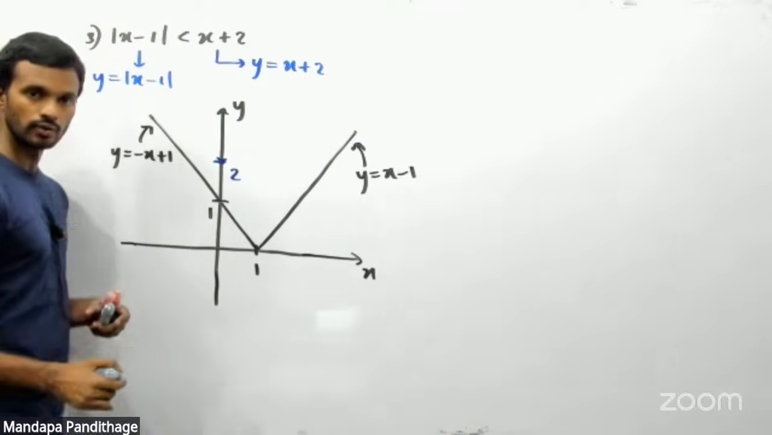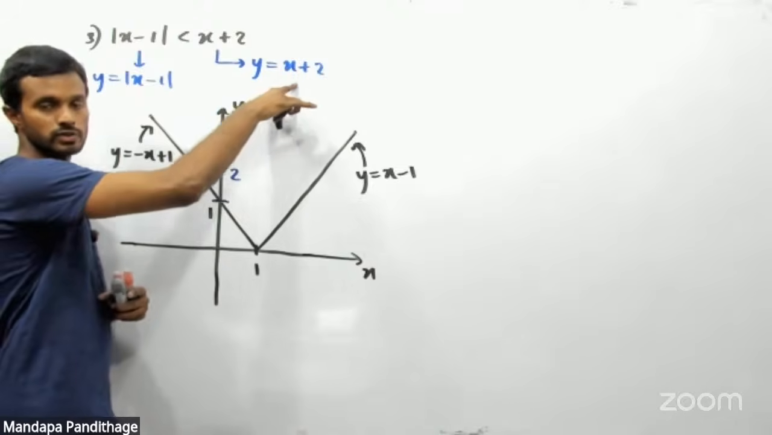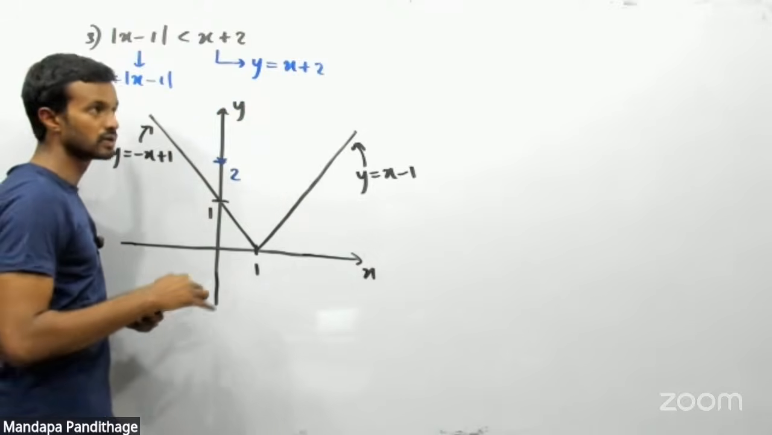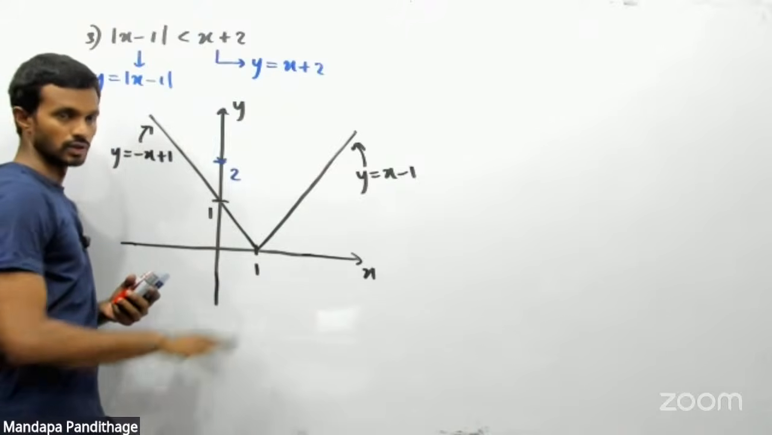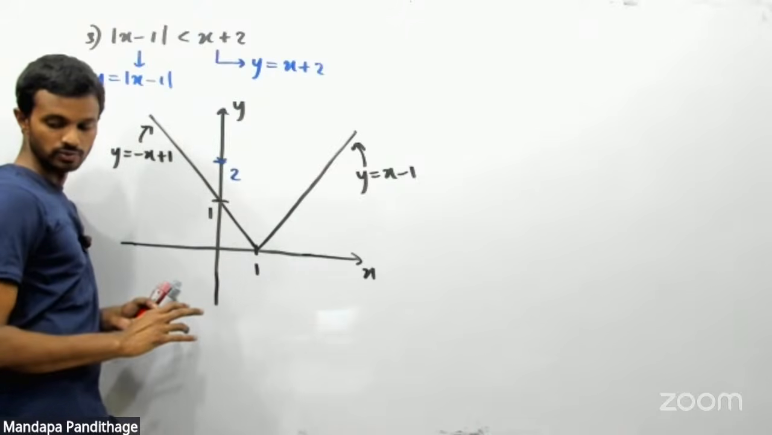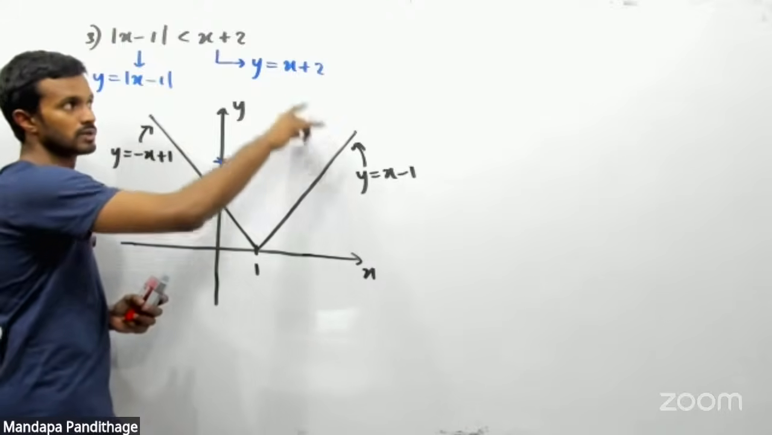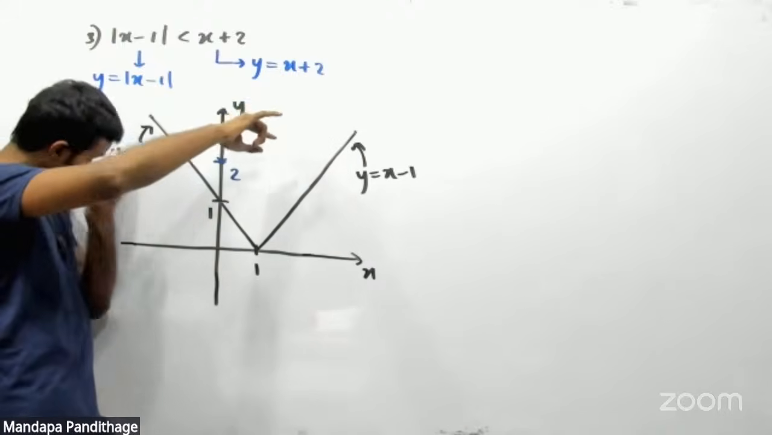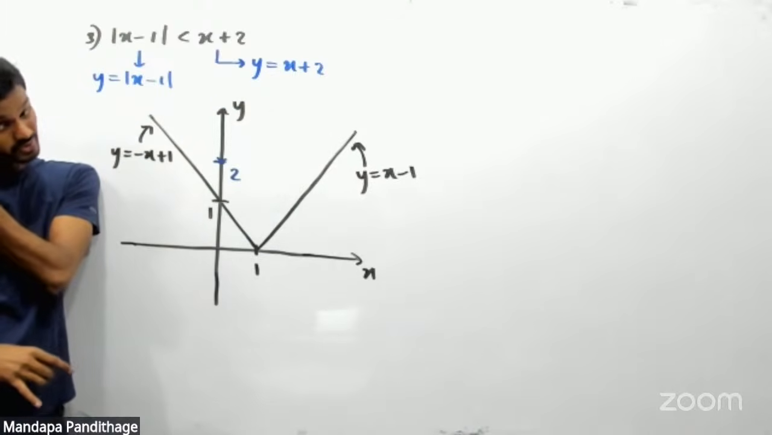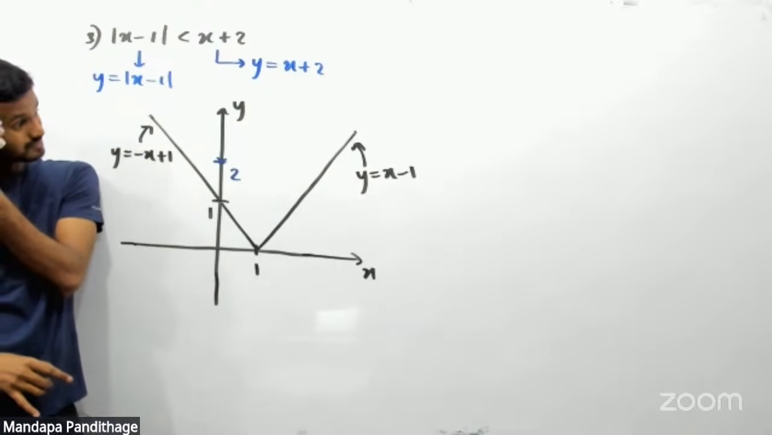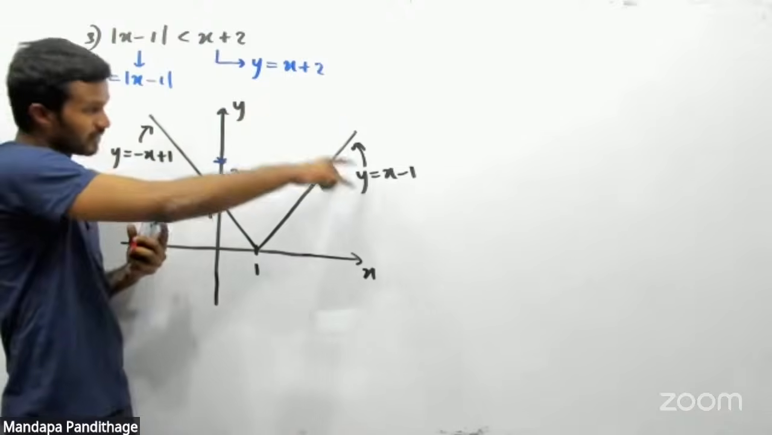Okay, now look at this. When I'm drawing this y equals x plus 2, tell me what can you say about y equals x plus 2 and this straight line? What can you say about these two straight lines?